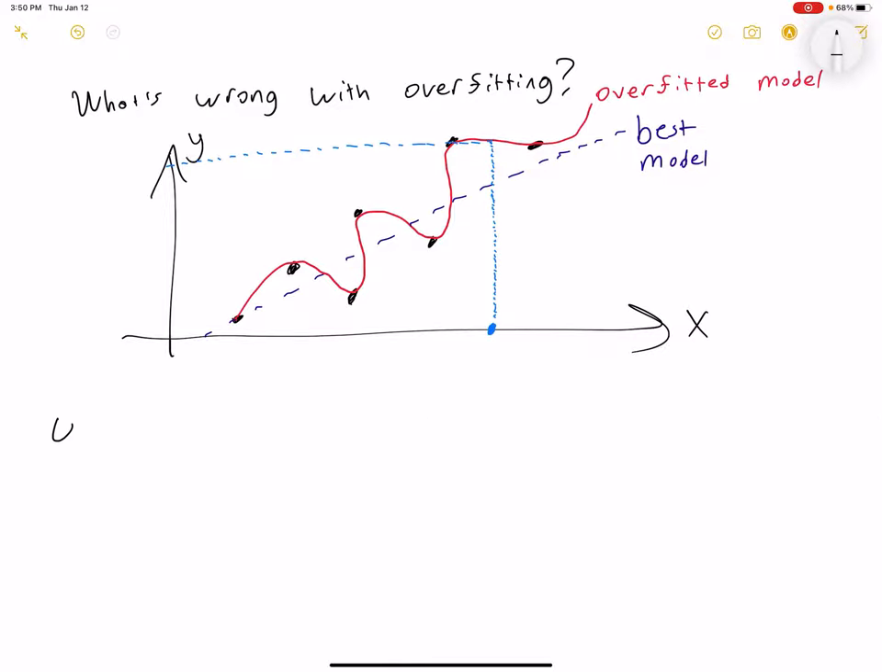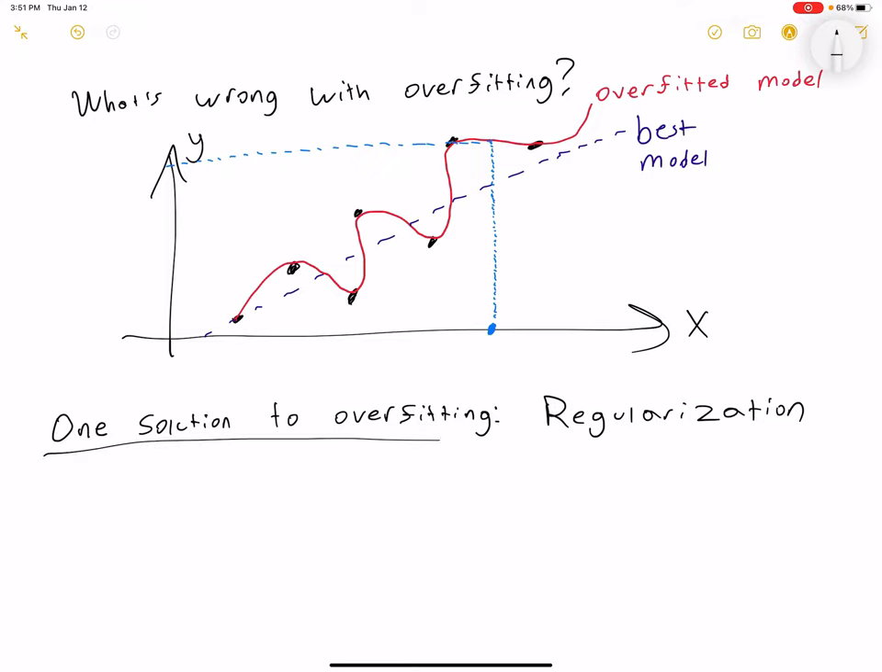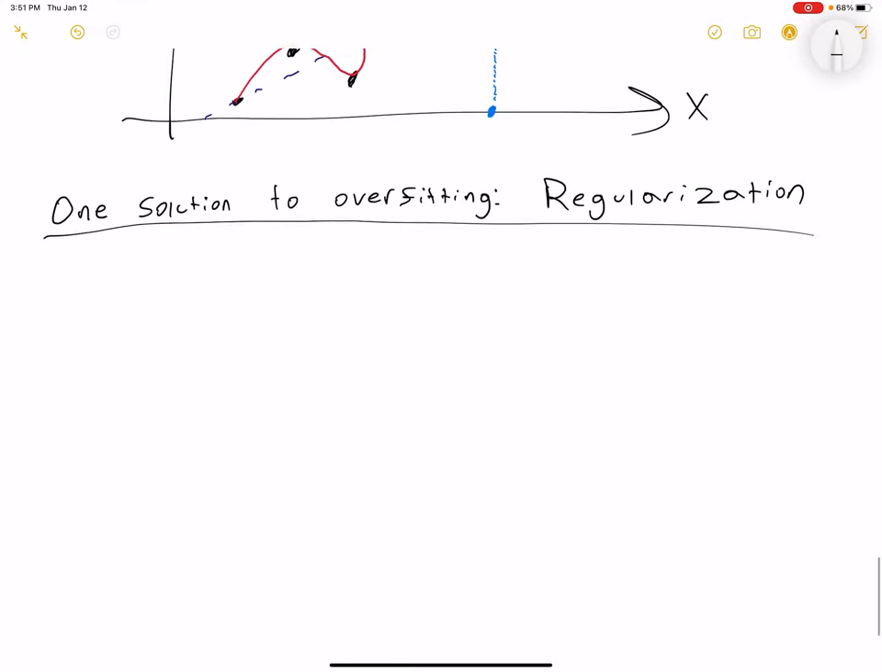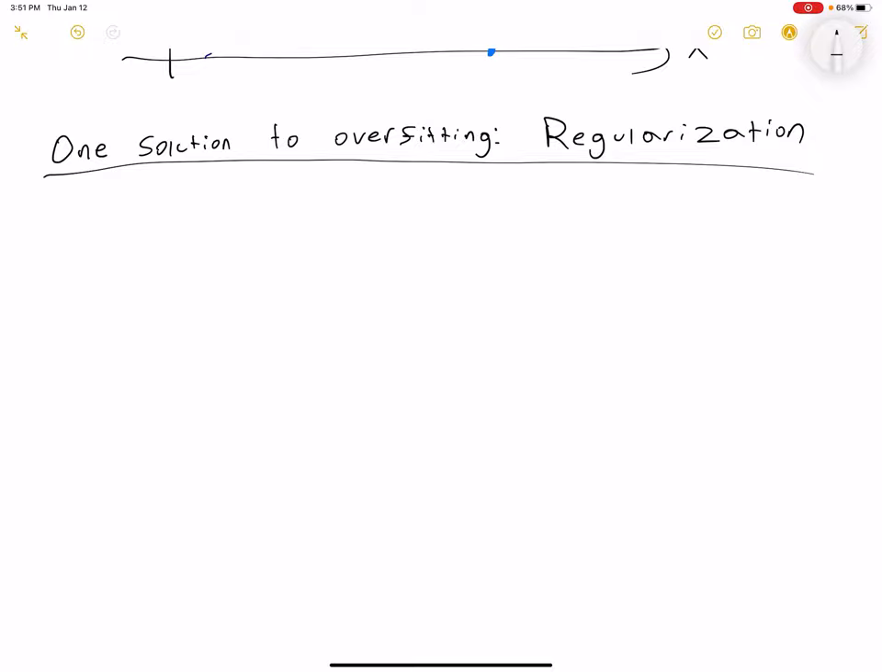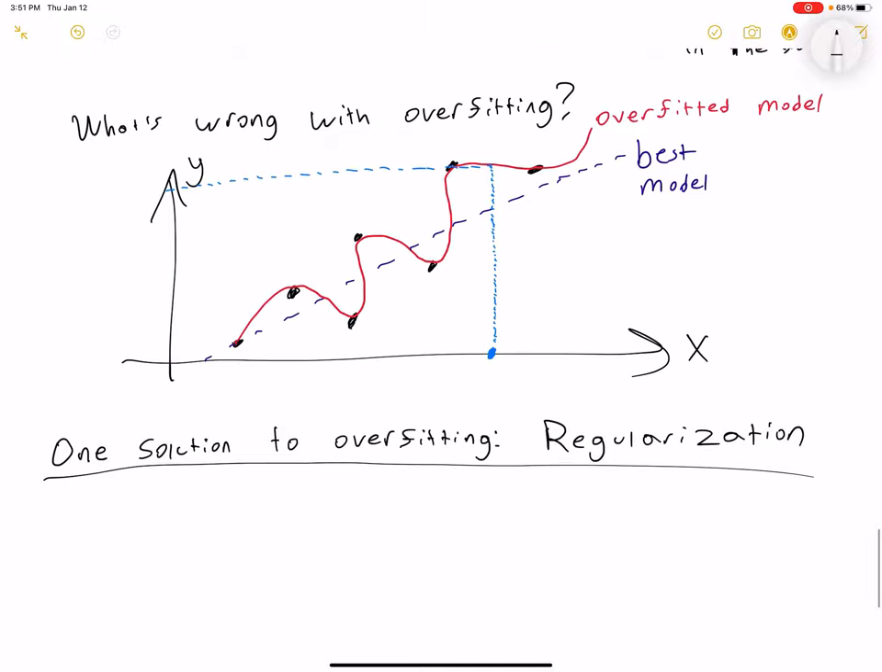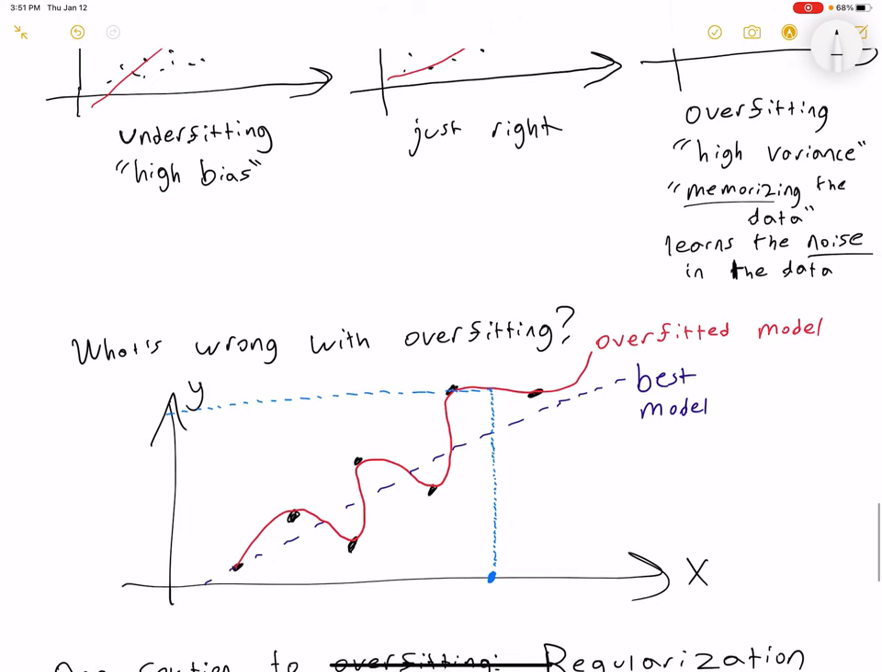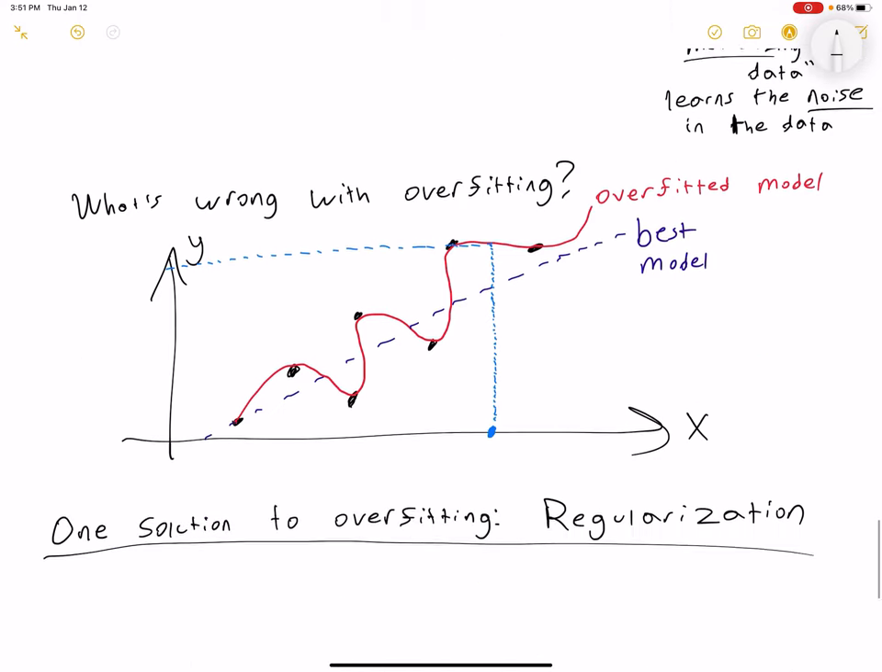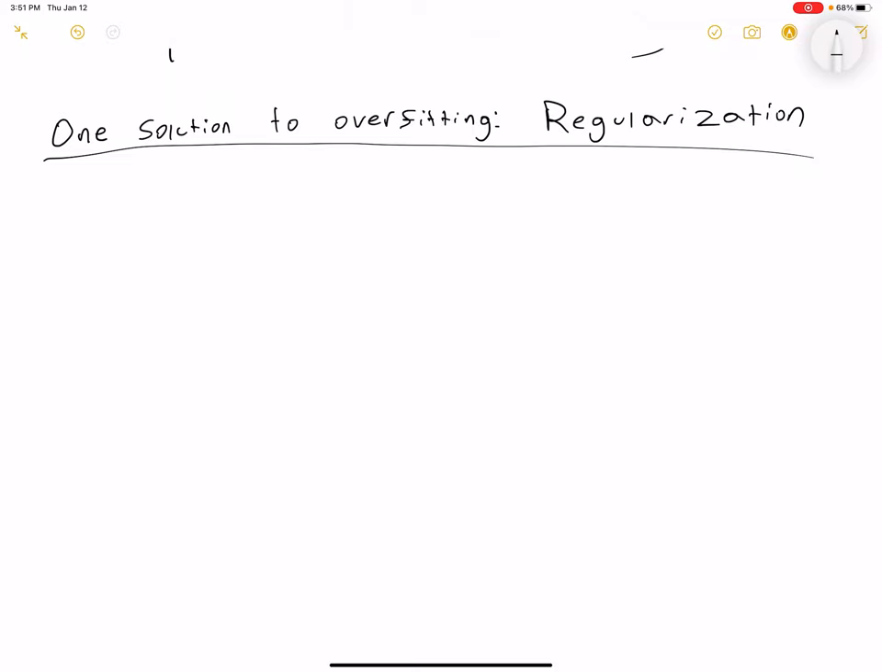So one solution to overfitting is called regularization. If you ever do a data science interview, they love asking about regularization. They also like asking about high bias and high variance. So just some data science interview tips, because I did that less than a year ago. Okay, so one solution to overfitting is regularization.